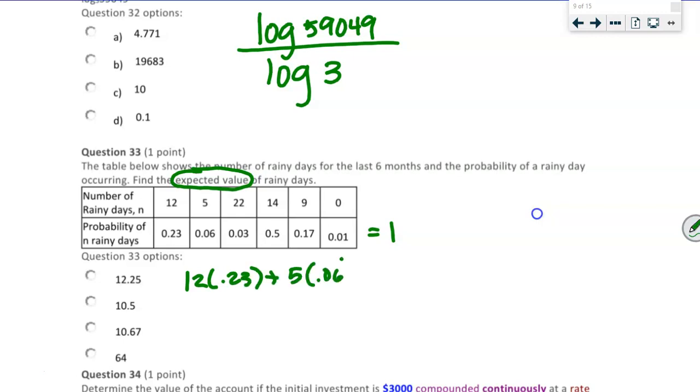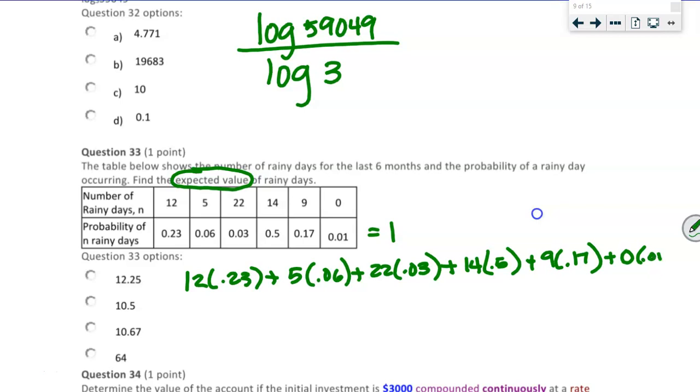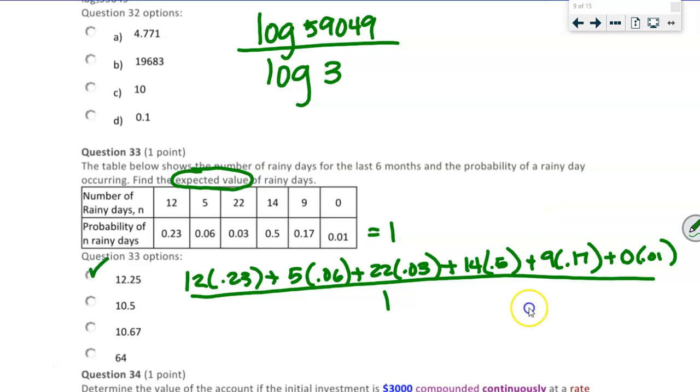times 0.06 plus 22 times 0.03 plus 14. Do y'all notice what I'm doing? Hopefully you see the pattern here. Plus 9 times 0.17 plus 0 times 0.01. Now normally I would divide this by whatever that is, which is going to be 1. So when I do this, my answer ends up being 12.25.